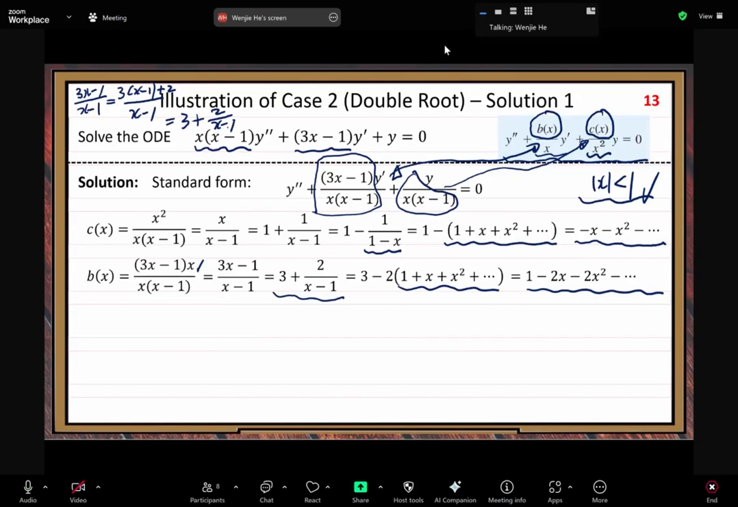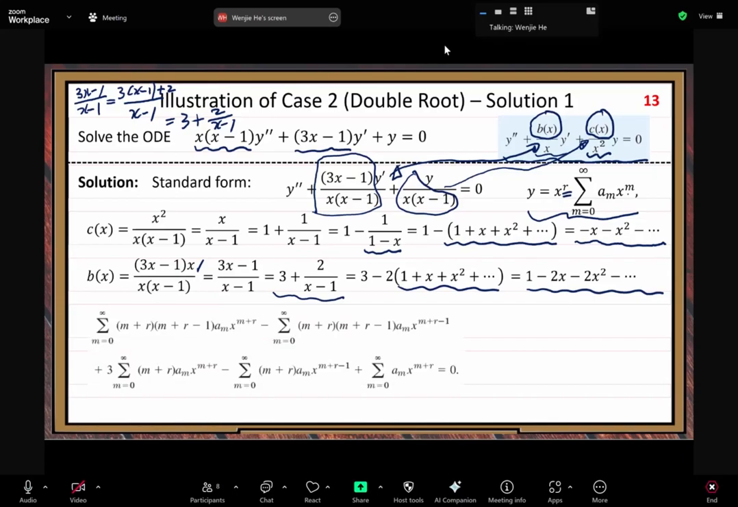Next step, we need to solve that initial equation, because to determine that R. So what is that R? Here we use the extended power series method, the Frobenius method. We need to use the extended power series method. So we need to find that R.